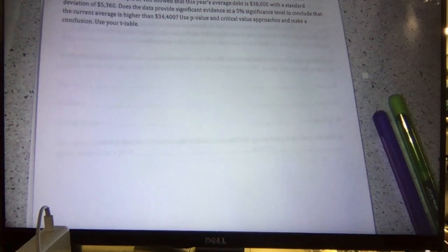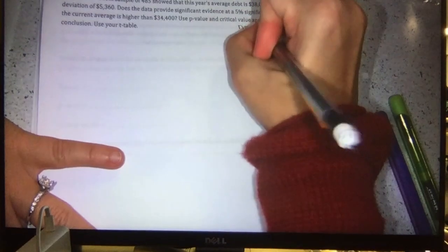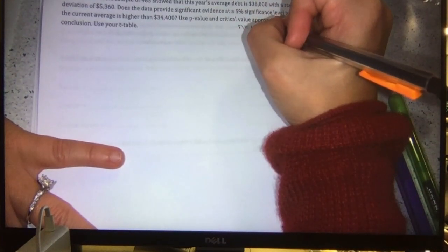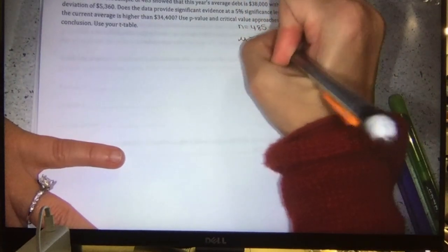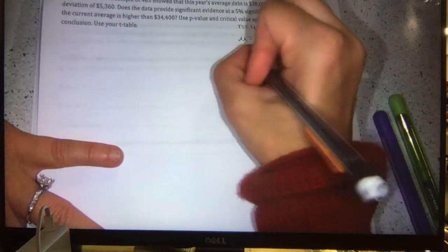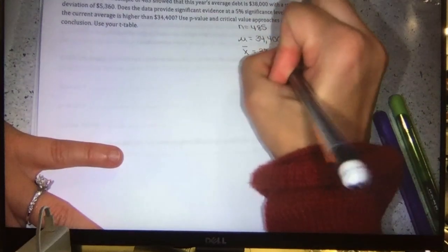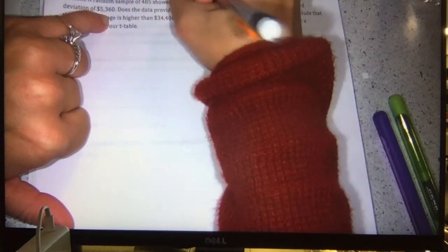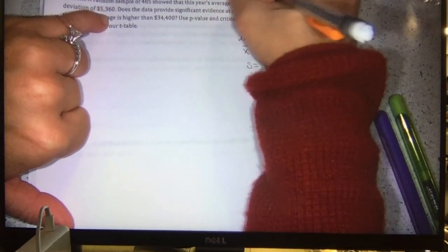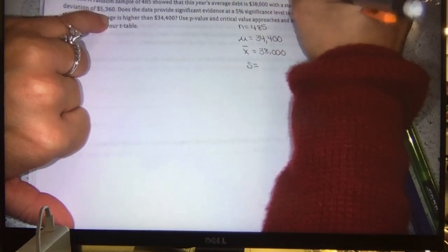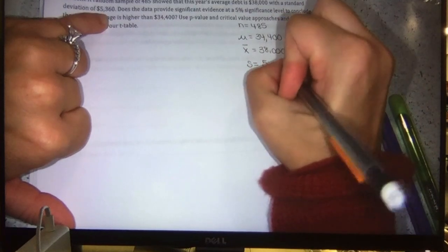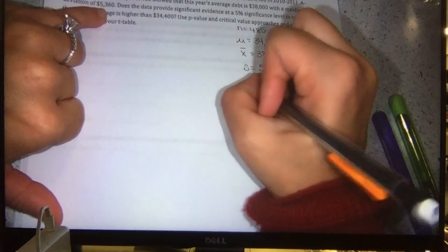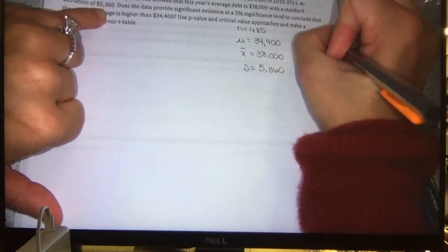All right, so let's get started. Let's start by writing down what we know. So just like before, we know our n value is 485. This will be our mu. So mu is 34,400. Our x bar, sample mean, is 38,000. They give us the sample standard deviation, which is S, so just like before, our population standard deviation is unknown. So we're going to use S and T values, which is 5,360. And we know our alpha, or significance level, is 0.05.